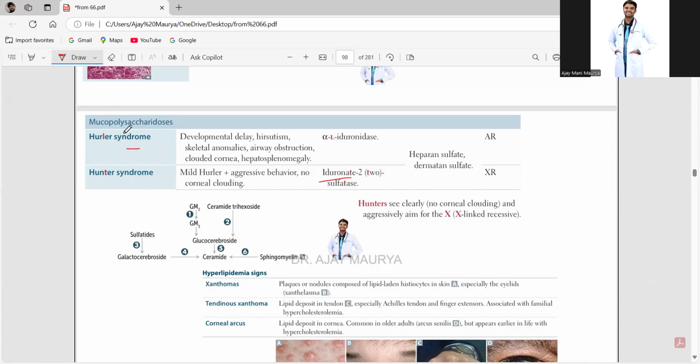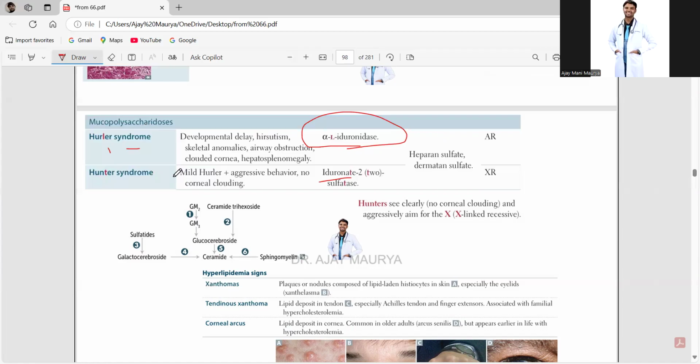Here in Hurler, this is the I. This is the iduronidase, alpha-L-iduronidase. Hunter is iduronate-2-sulfatase. This is how they are going to ask: first of all, they are going to ask the enzyme. Okay, enzyme.